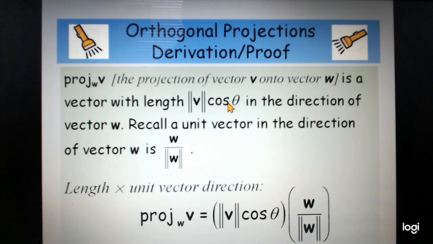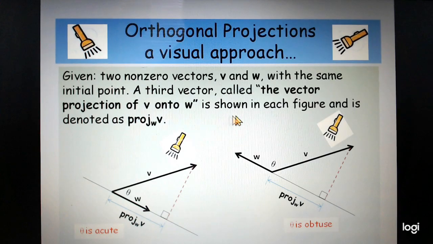Magnitude of v times cosine theta. Now you're probably thinking, how did I know that? Well, let's go back again to our picture. Here we go. Look at the right triangle, okay? And cosine theta is the length of the projection divided by the magnitude of the length of vector v. So that's exactly where we got that from.